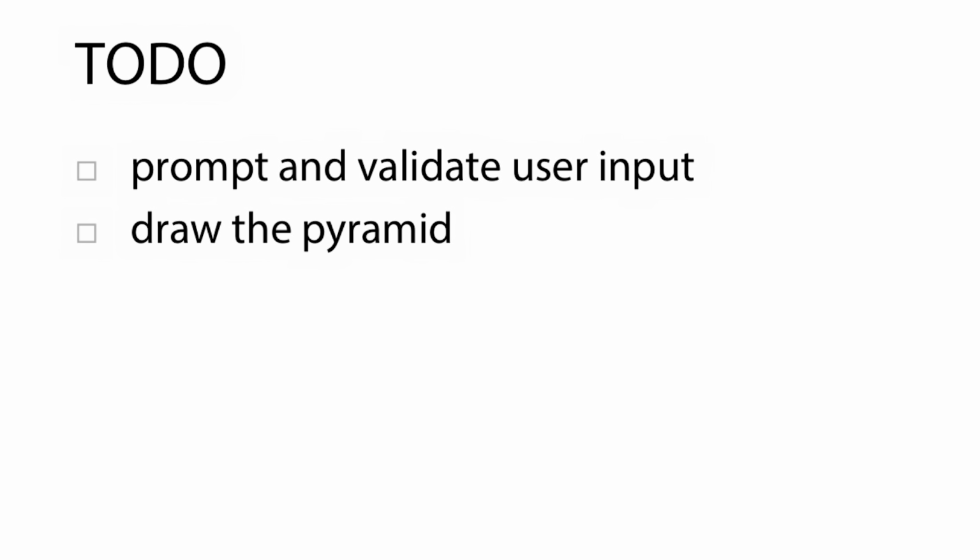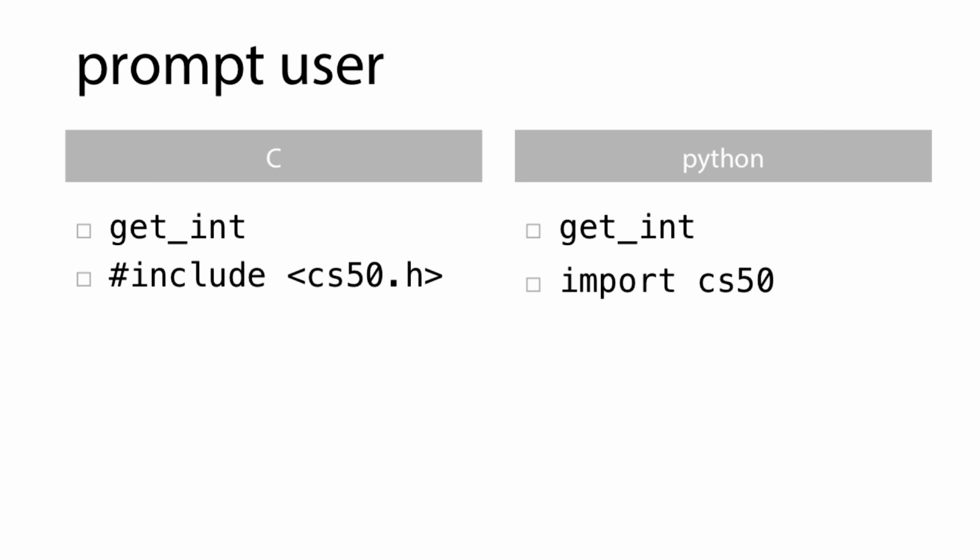So if you recall from your Mario problem, then you'll remember that what we had to do was to prompt the user and validate their input, and then draw a pyramid. To prompt the user in C, CS50 provided our own library in which we had the function getInt. So in order to use this getInt function, you had to #include the CS50 library. In Python, we also provide you with the CS50 module with the exact same function, getInt. But instead of #including it, we're going to import it. That's the equivalent in Python.